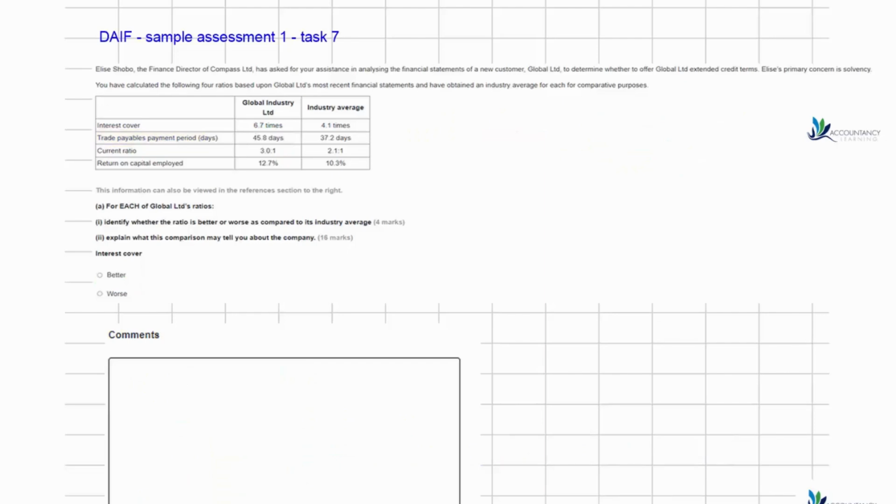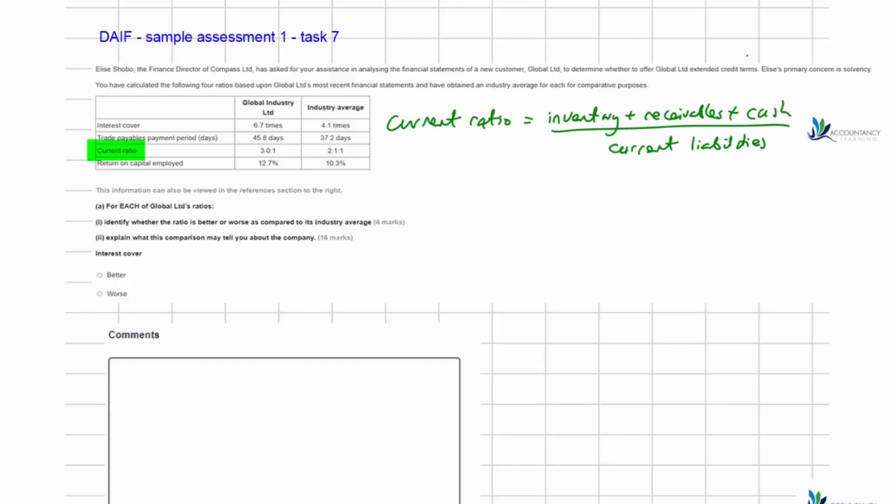The next one we have is the current ratio. Again, let's remind ourselves how we calculate this. The current ratio is current assets divided by current liabilities. And I've broken up the current assets into inventory plus receivables plus cash. Because remember, we need to generate marks for commenting on this. So the more numbers in our calculation, the more things we have to discuss.